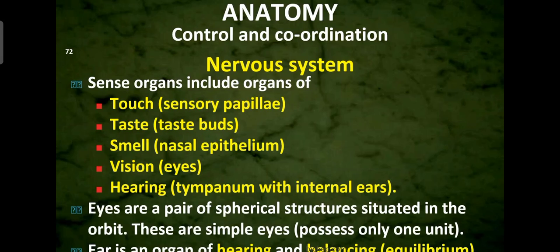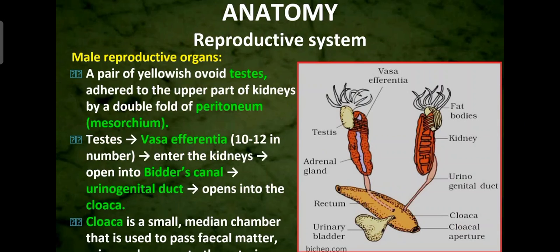Now we will move to the next system, which is an important one, that is the reproductive system. Male reproductive system and female reproductive system. Here you can see this is the male reproductive system of the frog. This diagram is very important. The question asked is: draw a neat labelled diagram of the male reproductive system of frog, or draw a neat labelled diagram of the female reproductive system of frog and explain. That is for 5 marks. So diagrams are very important, both male and female reproductive system.